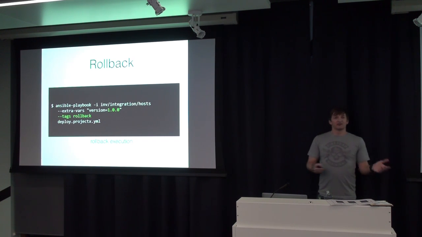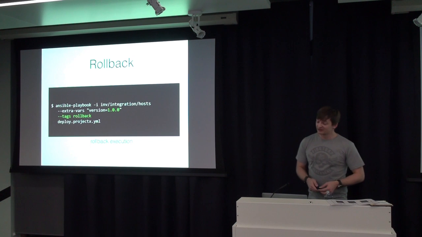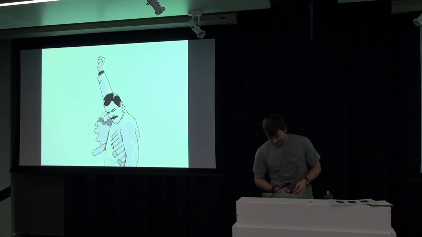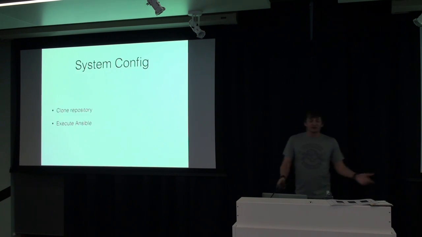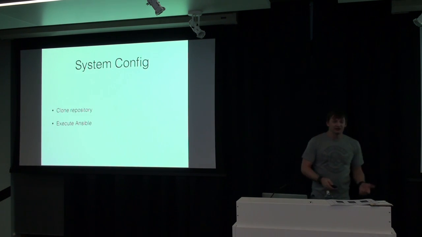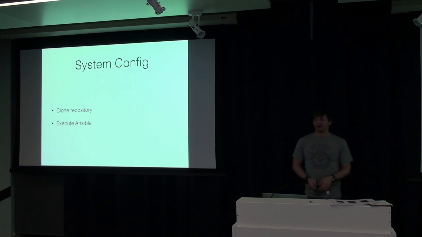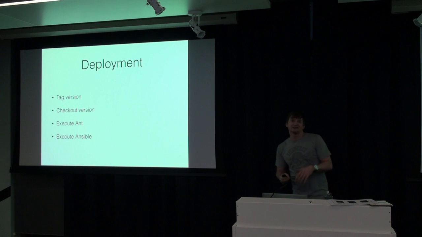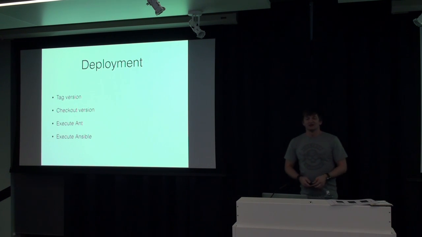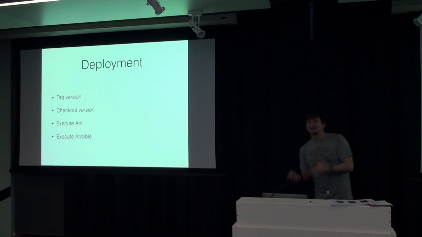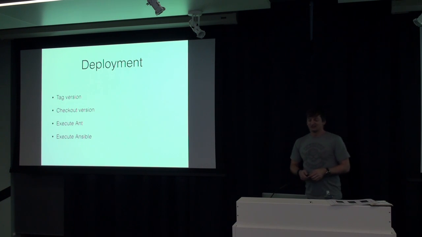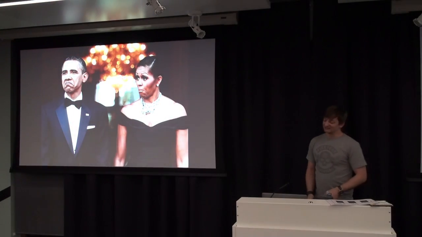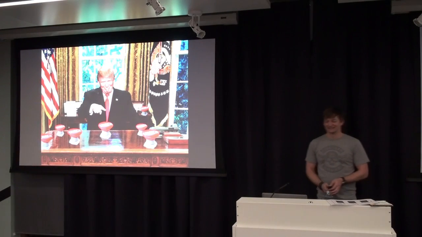So deployment is done with a single command, rollback is done with a single command. Big automation win, I would say. Right, nice. So system configuration, what do we have to do? We have to clone the repository, execute Ansible. Done. For deployment, we have to take a version, check out the version, execute Ansible. You have to have Ant installed, Ansible installed, and this is not boring. This is not bad, but I just want to push buttons.